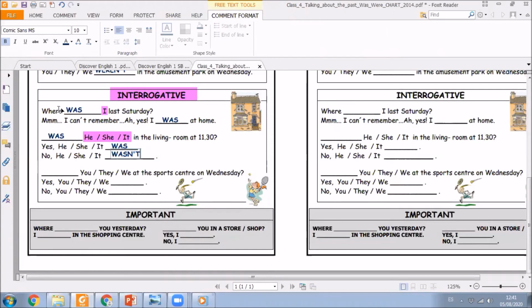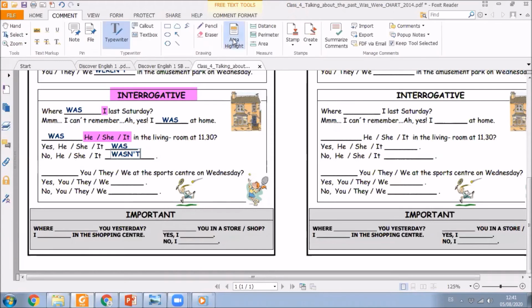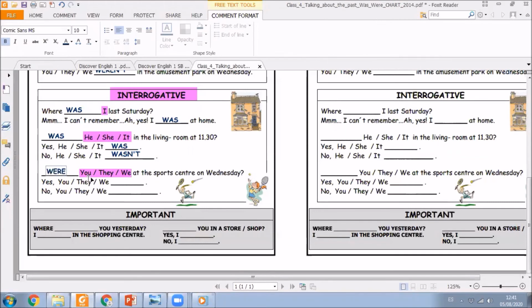All right, pay attention to these subjects. They are different, all right? We have you, they, and we. Okay, so the verb will be were, very good. Were, for example, you at the sports center on Wednesday? Yes, you or we or they were. If the answer is negative, we are going to say weren't.